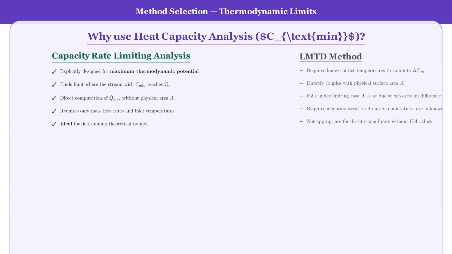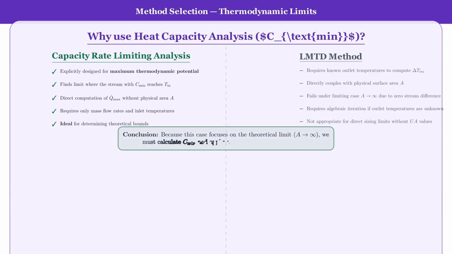The capacity rate method requires only mass flow rates and inlet temperatures, exactly and completely the information we have been given. The LMTD method would require additional information we do not possess. The conclusion is unambiguous. Because this problem focuses on the theoretical limit where A approaches infinity, we must calculate Cmin and apply the capacity rate limiting analysis directly. No other approach is appropriate.